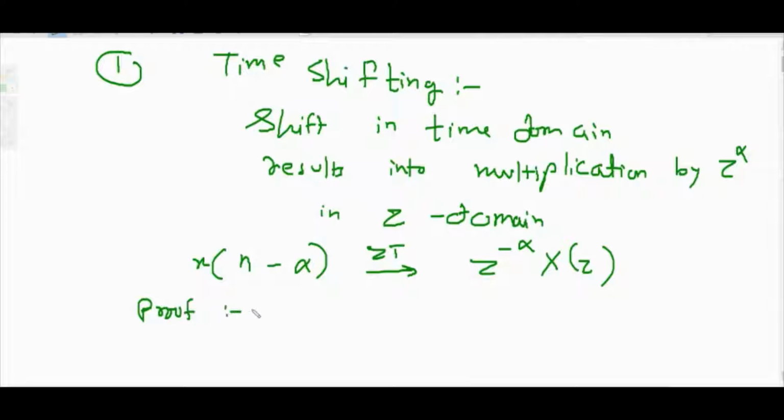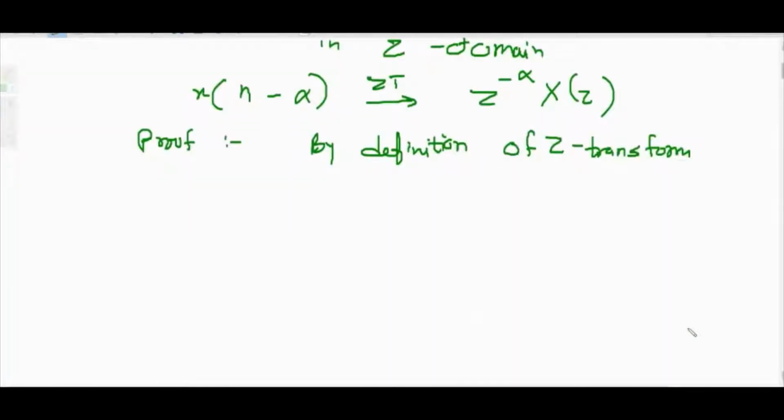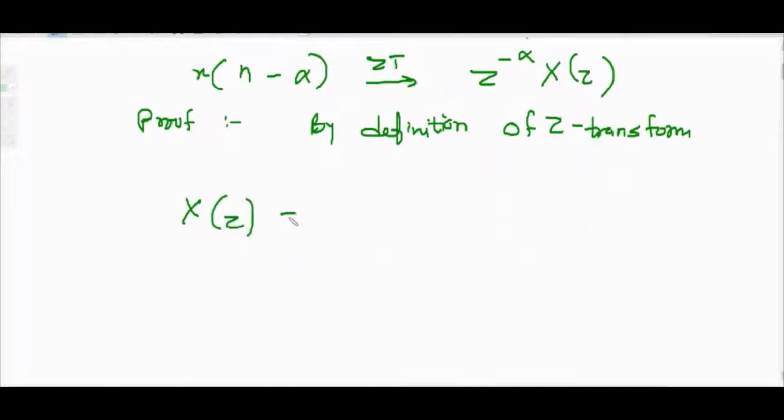We know the definition of Z transform. To prove any property, you have to always start from the definition of Z transform. So always start with the definition and then go for the proof. What is the definition of Z transform? X of z equals summation n equals minus infinity to infinity x of n z raised to minus n. Then we have to determine the Z transform of x of n minus alpha, so instead of x of n, I will substitute x of n minus alpha.